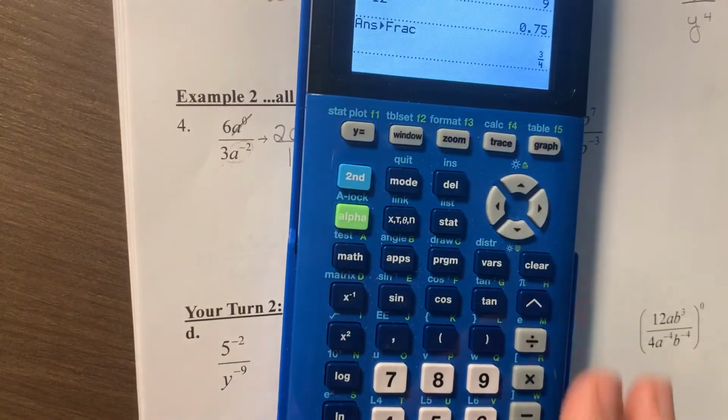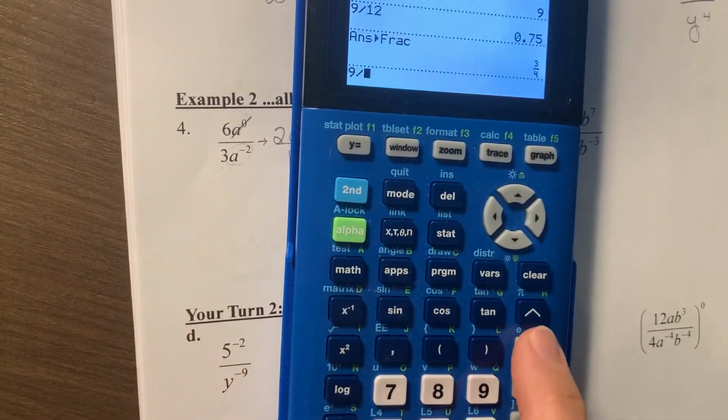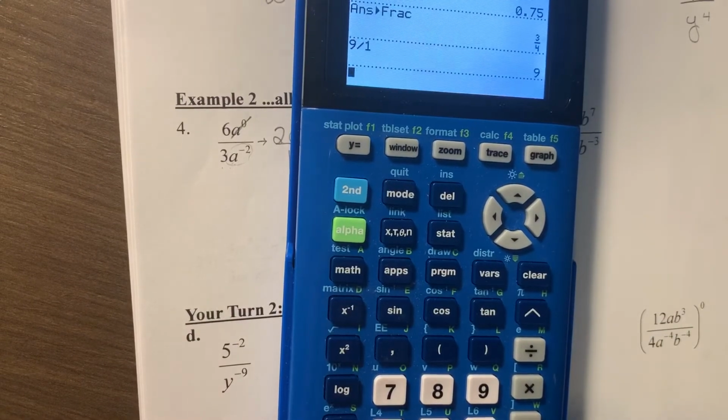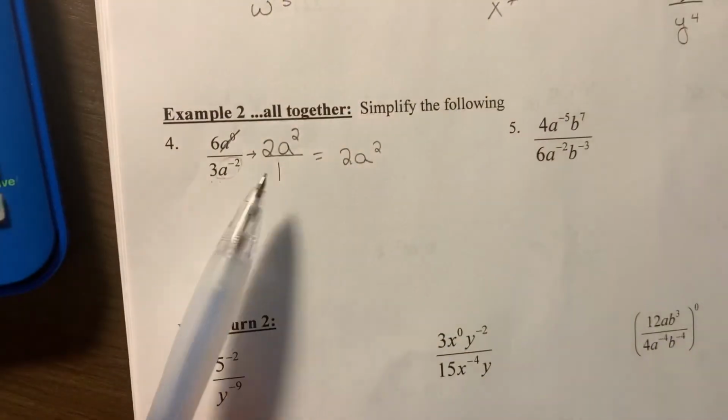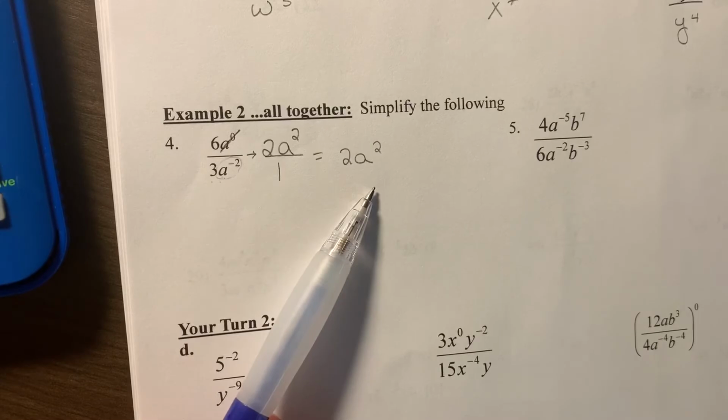Right? Because anything divided by a 1, 9 divided by 1, is 9. 452 divided by 1 is 452. So a 1 on the bottom, we don't write.